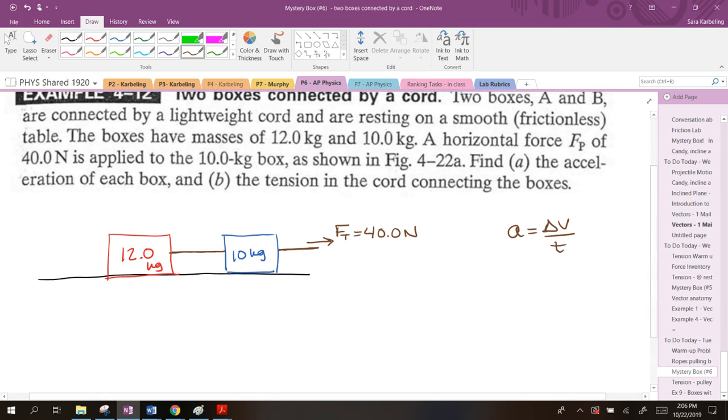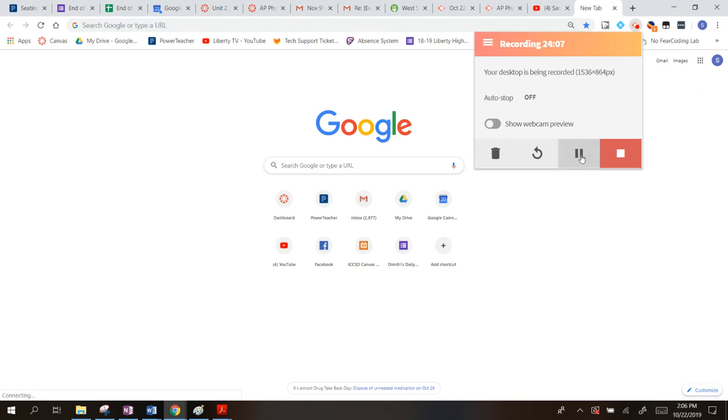Okay? Special hint, top tip. Why couldn't this just be one big box with a mass of 22 kilograms? I'm going to let you work. There you go. Get started.